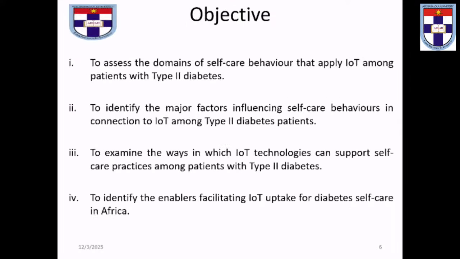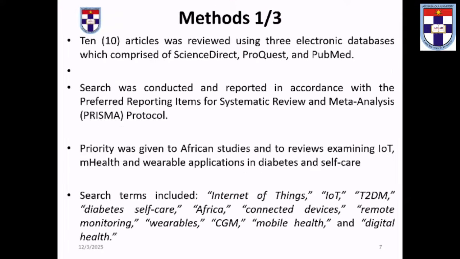The objective is to assess the domains of self-care behaviors that apply to Internet of Things among type 2 diabetic patients, to identify the major factors that influence self-care behavior, to examine the ways in which Internet of Things technologies can support self-care practices, and also to look at the enablers in Africa that can support Internet of Things. Ten articles were reviewed using three electronic databases, and the search was conducted according to the PRISMA protocol, and priority was given to African studies.